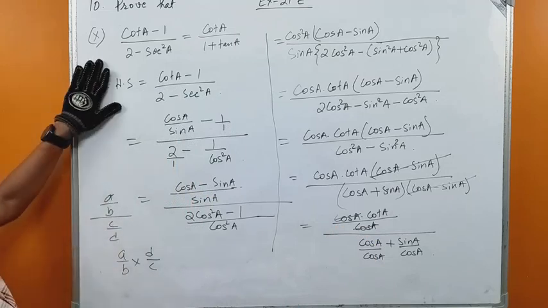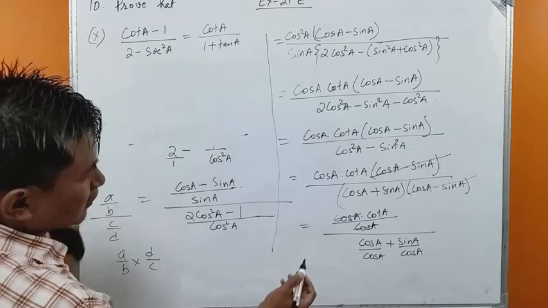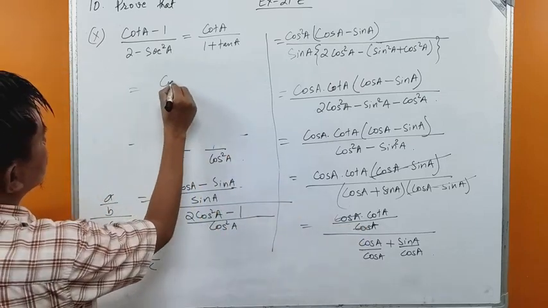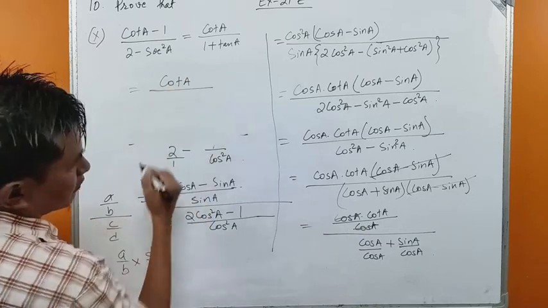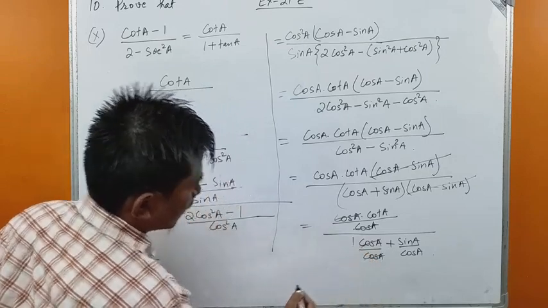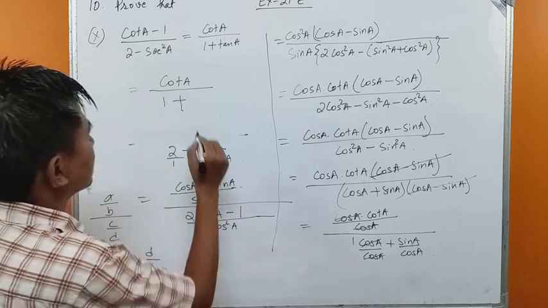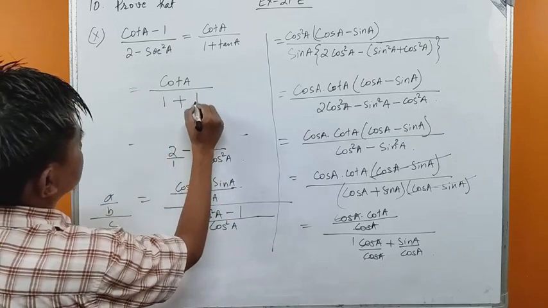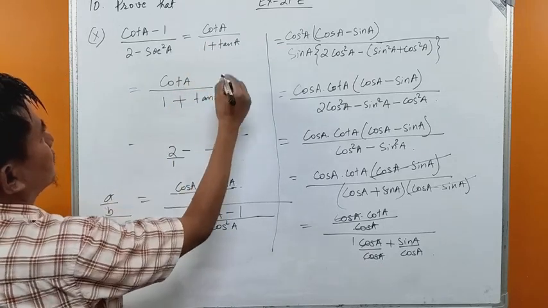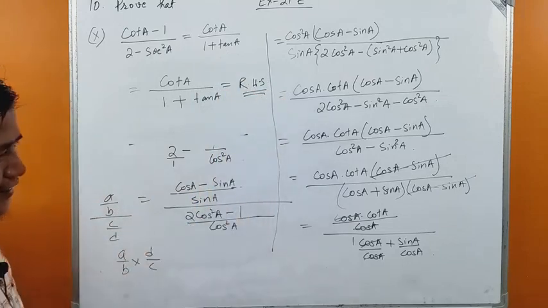So please take the screenshot, I will continue here. Cos A and cos A cancel. Now we have cot A in the numerator, this equals cot A whole upon cos A by cos A cancelled, we have 1, so 1 plus sin A by cos A means tan A, isn't it? Sin A by cos A means tan A. So cot A upon 1 plus tan A, this equals RHS, hence proved. I hope you got this.